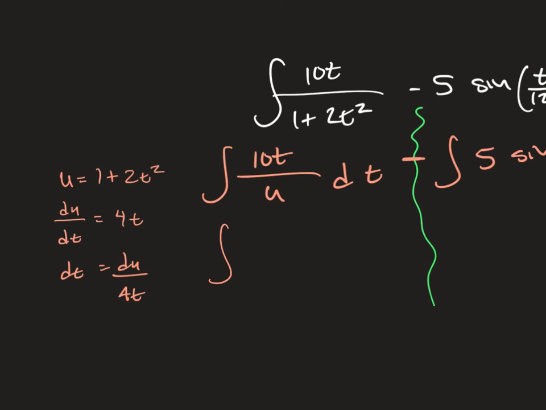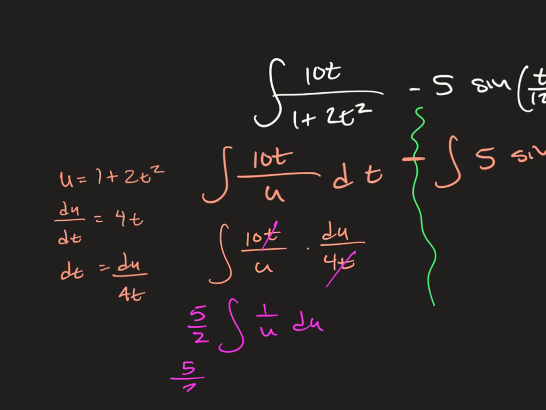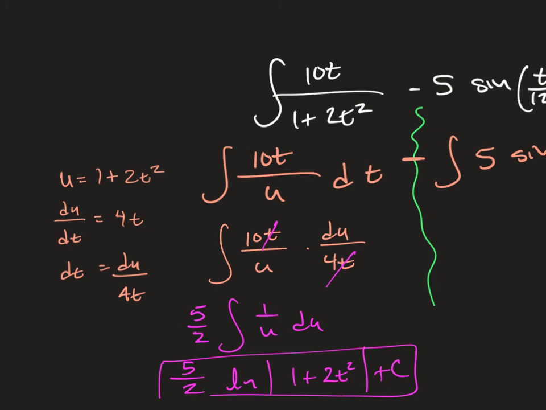So let's get the integral of 10t over u times du over 4t. Those t's would simplify for us, and then we'd get 10 divided by 4, which would get us 5 halves. So we'd have 5 halves integral of 1 over u du, which would get us 5 halves natural log of 1 plus 2t squared plus c on this side.